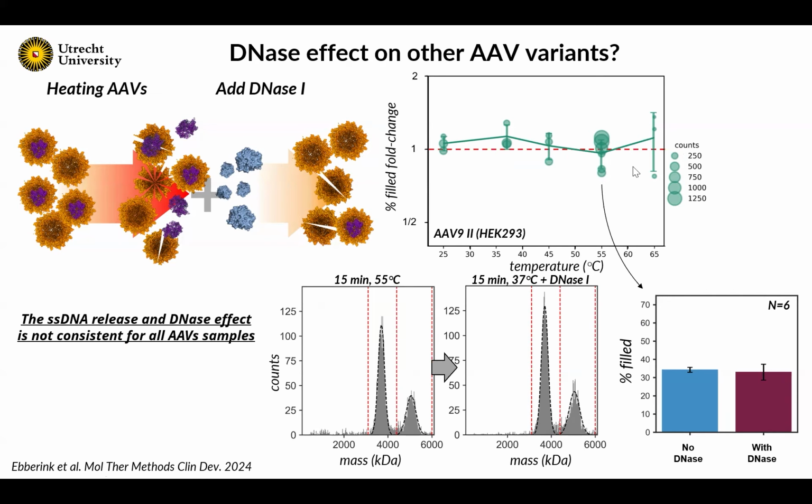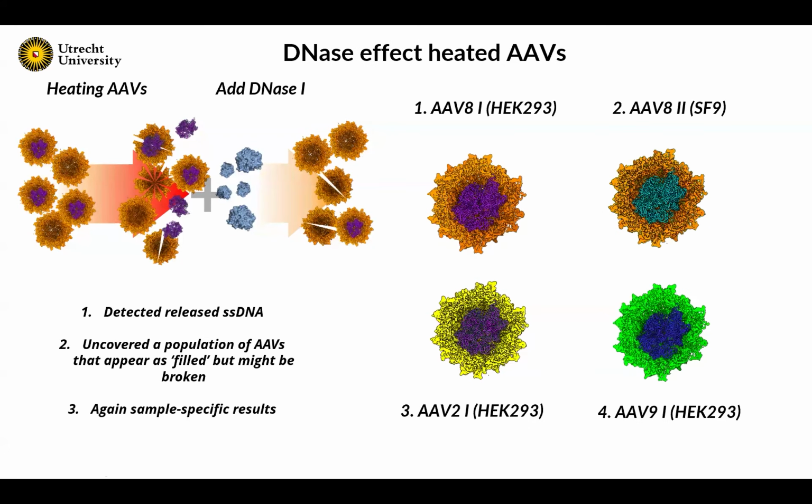Well, also there we see a similar thing happening. If we incubate this at a very high temperature, let's say 65 degrees, we only have a few capsids left, so we cannot really use this temperature. But at 55 degrees, if you incubate it for 50 minutes, we have about 30% or so of filled particles left. If you add DNase on top of this, then it again doesn't really have an effect. Nothing really changes there.